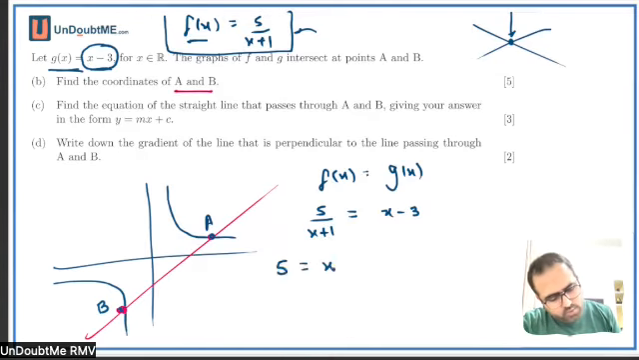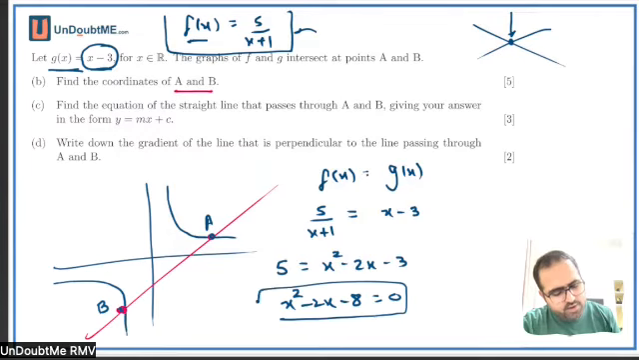So 5 is equal to x squared minus 3x plus x minus 3, which gives x squared minus 2x minus 8 equal to 0. First, just check it out. Everyone is getting the same quadratic. You can even check mine. Yes, sir, same quadratic.